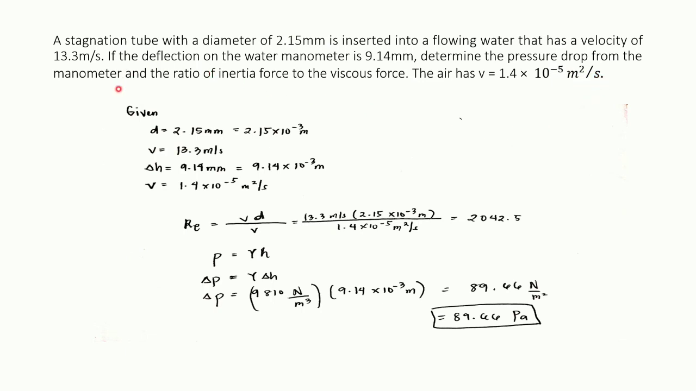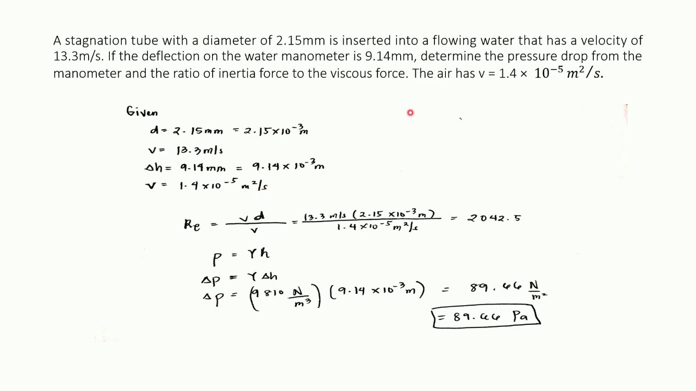So we have listed the known values here. The diameter of the stagnation tube, which is 2.15 millimeter, converted into meter, is 2.15 times 10 raised to the power of -3 meter. And the velocity of the flowing water, which is 13.3 meter per second, and the deflection or the turning aside of the water in the manometer, which is 9.14 millimeter, converted into meter, is 9.14 times 10 raised to the power of -3 meter, and the kinematic viscosity of the air, which is 1.4 times 10 raised to the power of -5 square meter per second.